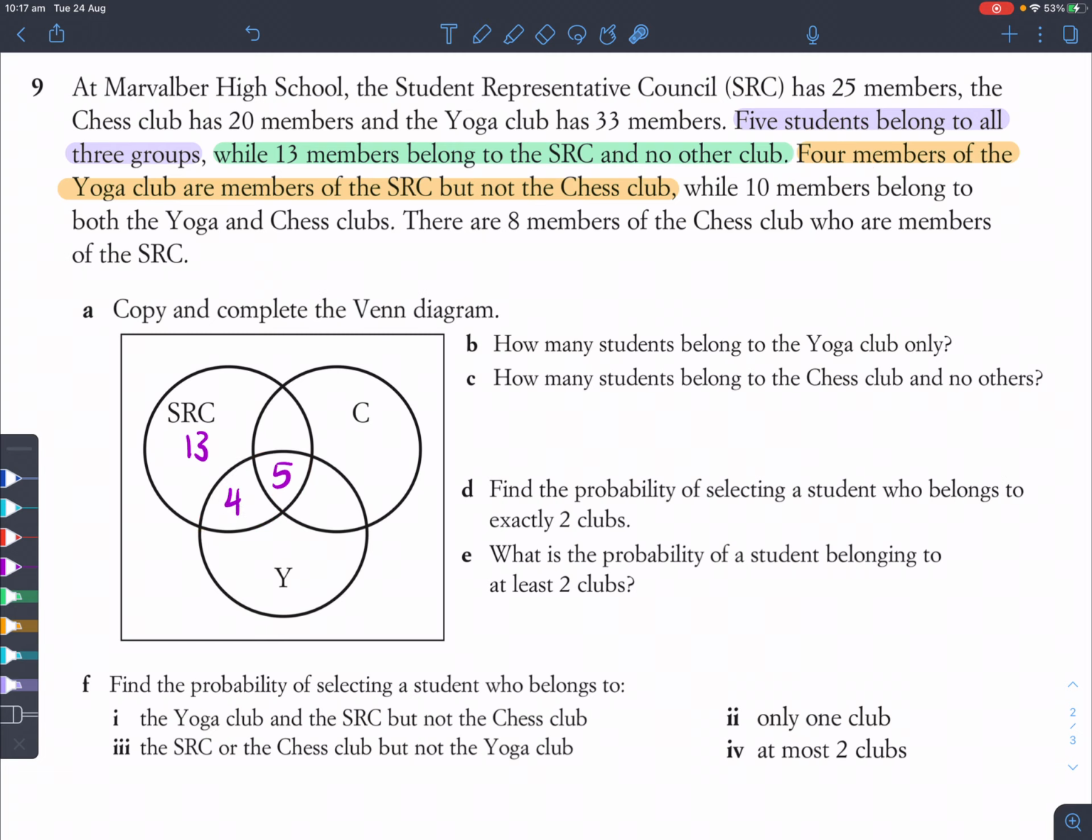Then, in the next part, 10 members belong to both yoga and chess clubs. So 10 members belong to both yoga, so this circle, and chess club. So the intersection between those two is right here. So this includes both components, this one and this one. They total up to become number 10. So if they total up to become number 10, this number is 10 minus this number, which is 5. That will become 5.